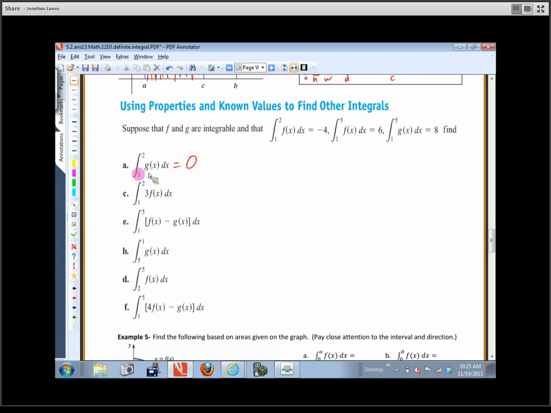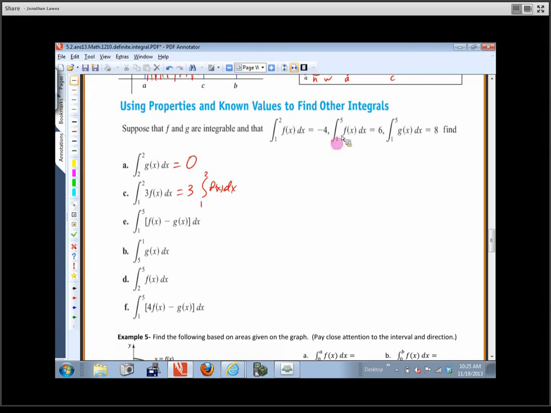This is asking us to add up area, but it doesn't give us an interval on which to add. We start at 2 and stop at 2. We're not going anywhere, so we don't add up any area. Next, we've got 3 times f of x. That's going to be our height. Here's our width, and we're going to add up from 1 to 2. Well, let's take the 3 and slide it out front and see if we've got something that they did give us an answer for. So we've got from 1 to 2 f of x, we know that's -4.